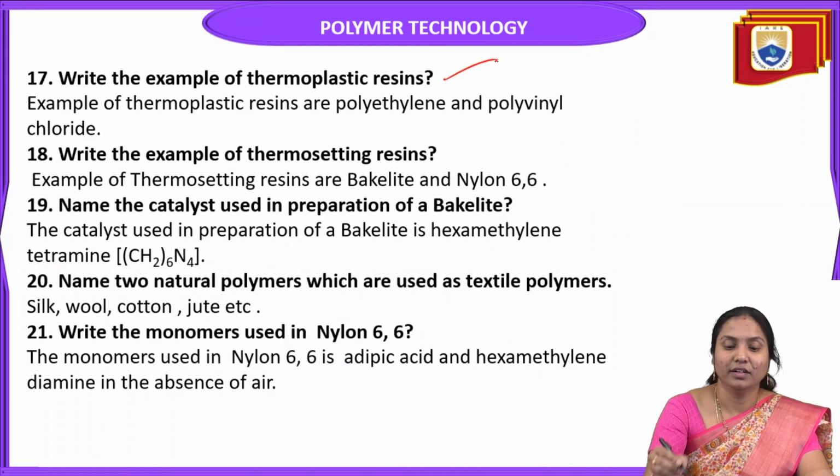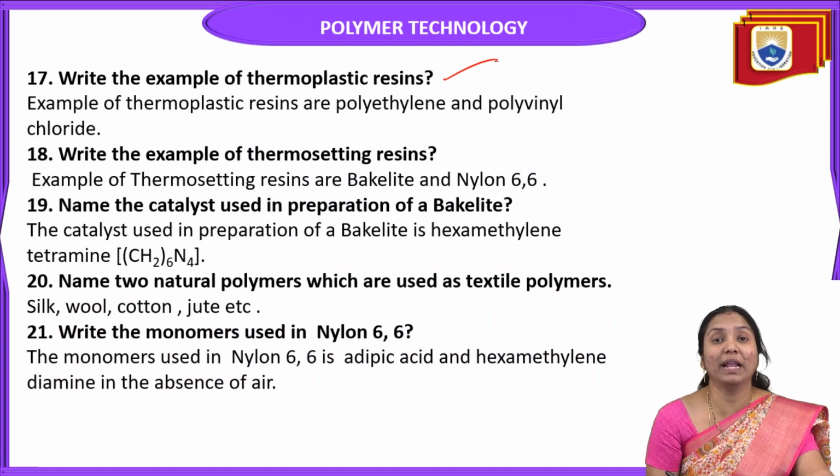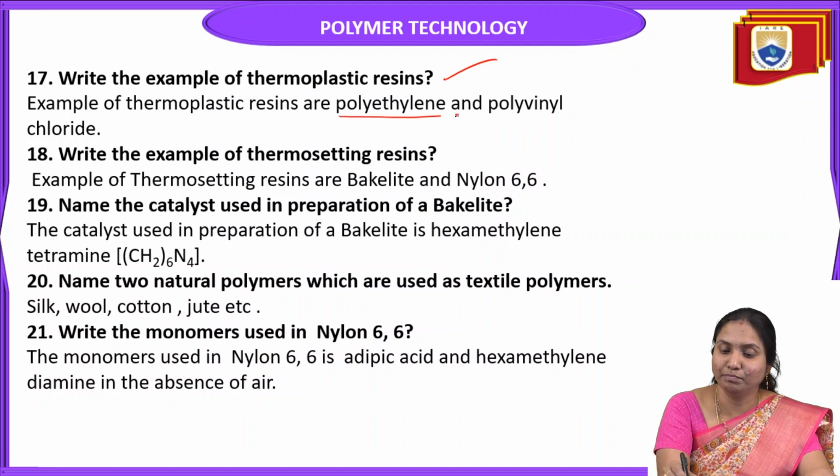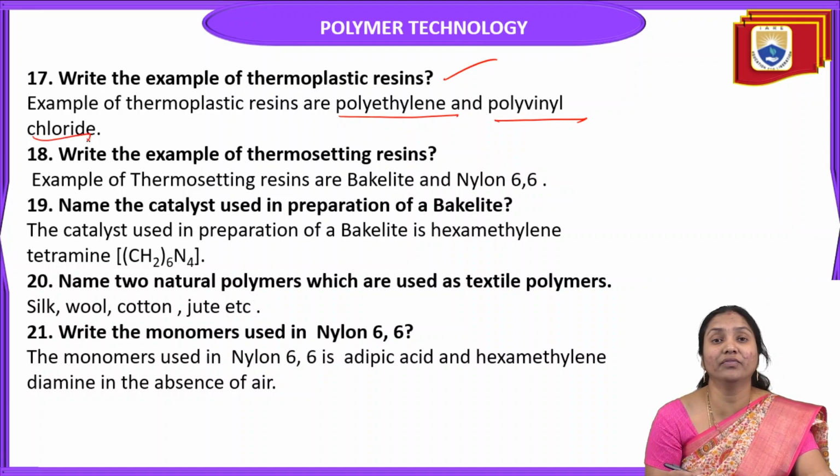And next question is, write the examples of thermoplastic resins. So here examples of thermoplastic resins are polyethylene and polyvinyl chloride. So already we know the meaning of thermoplastics: soft on heating, hard on cooling. This type of plastics are called thermoplastics. So the best examples of thermoplastics are polyethylene and polyvinyl chloride.